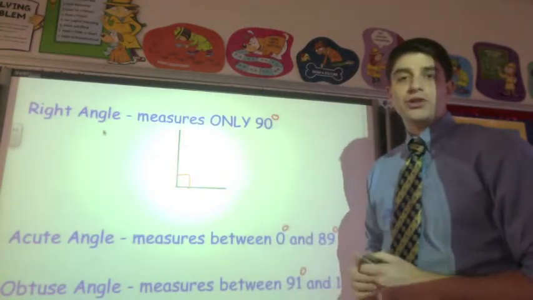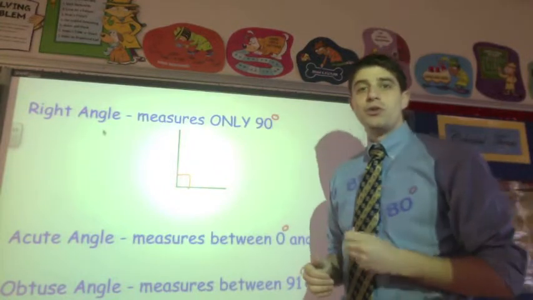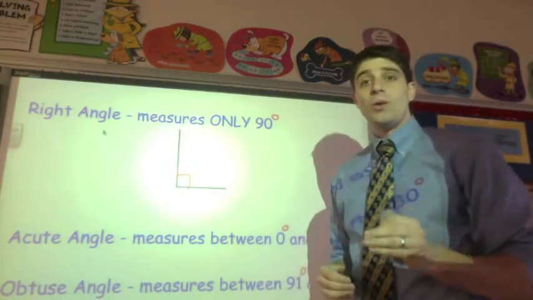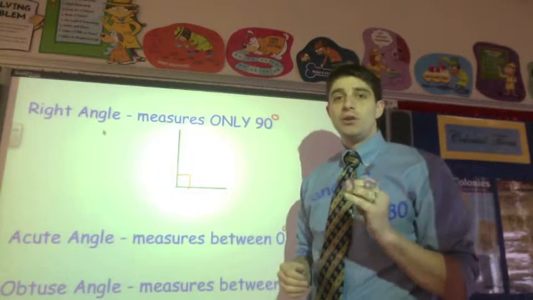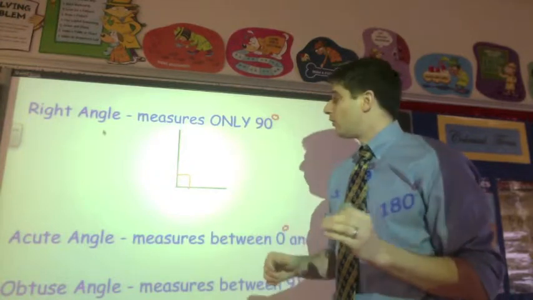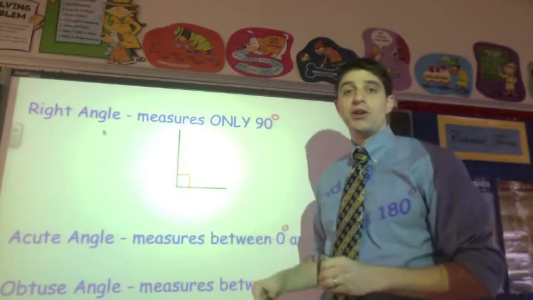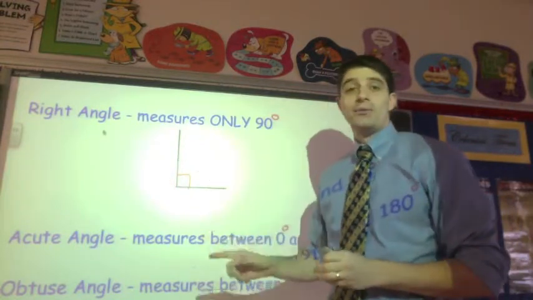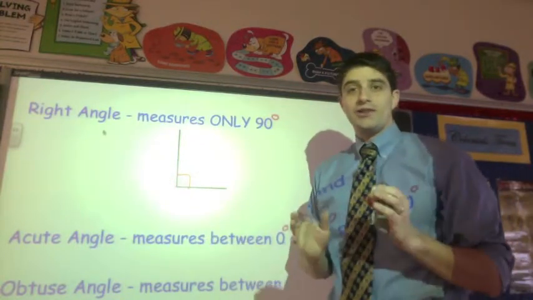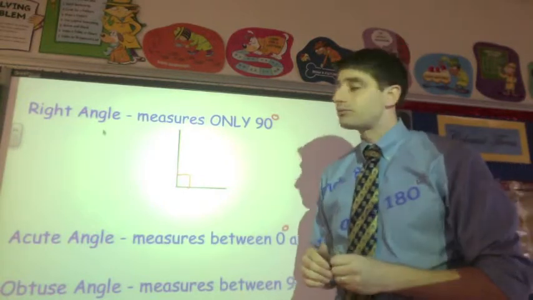I have three words on this slide. First word's a right angle. Now a right angle only measures 90 degrees. Remember, if you're unsure, you look for this box right here in the corner. This box will tell you if this is a right angle. If you don't see that box, chances are it's not a right angle.